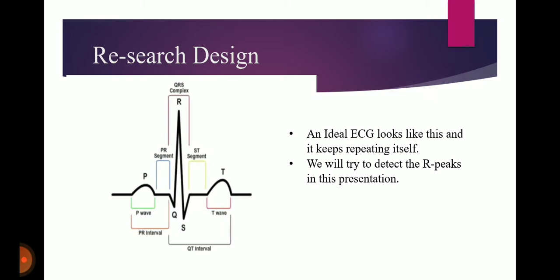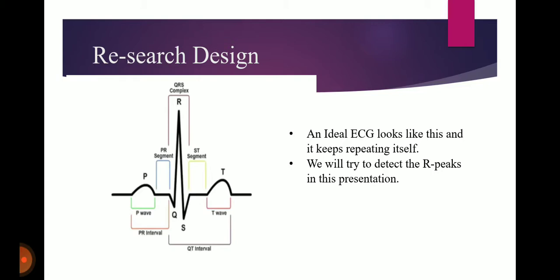Moving toward the research design. There are three main components to an ECG. Firstly, the P wave, which represents the depolarization of the atria. The QRS complex, which represents the depolarization of the ventricles, and the T wave, which represents the repolarization of the ventricles. The overall magnitude of the heart's electrical potential is then measured from 12 different ways and is recorded over a period of time.